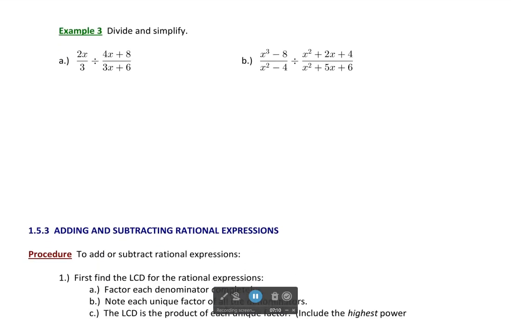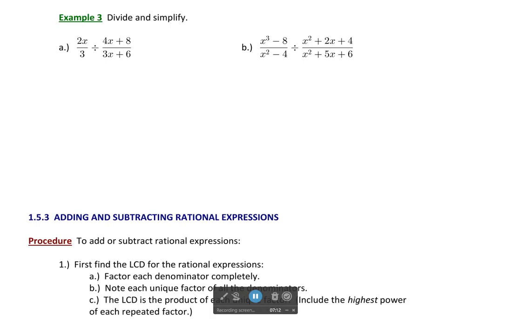Divide and simplify. So the first thing I want to do is get out of division into multiplication. So I'm not going to make any changes to the first fraction. I'm going to change my operation from division to multiplication, and I'm going to invert that second fraction. So I'll have 3x plus 6 on the top and 4x plus 8 on the bottom.